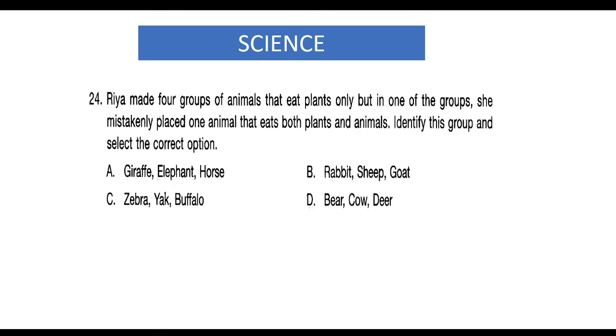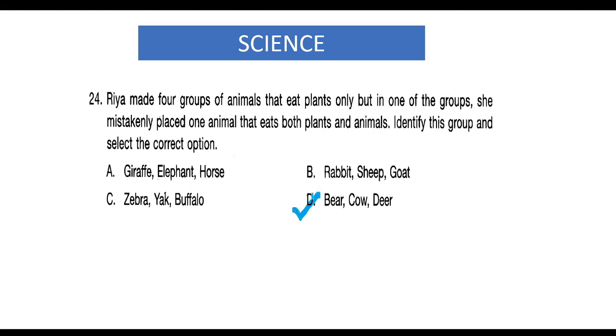Question 24. Ria made 4 groups of animals that eat plants only, but in one of the groups, she mistakenly placed one animal that eats both plants and animals. Identify this group and select the right option. So we have 4 groups given. Let's find out the group in which one animal eats both plants as well as other animals. So the right answer for this question is option D.